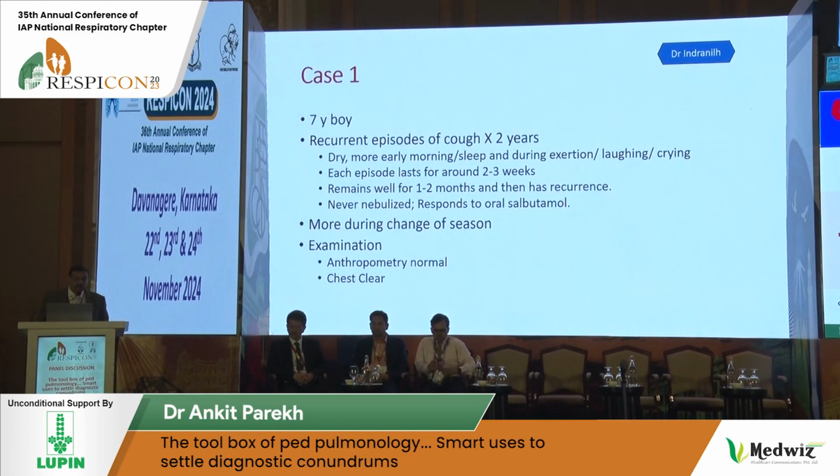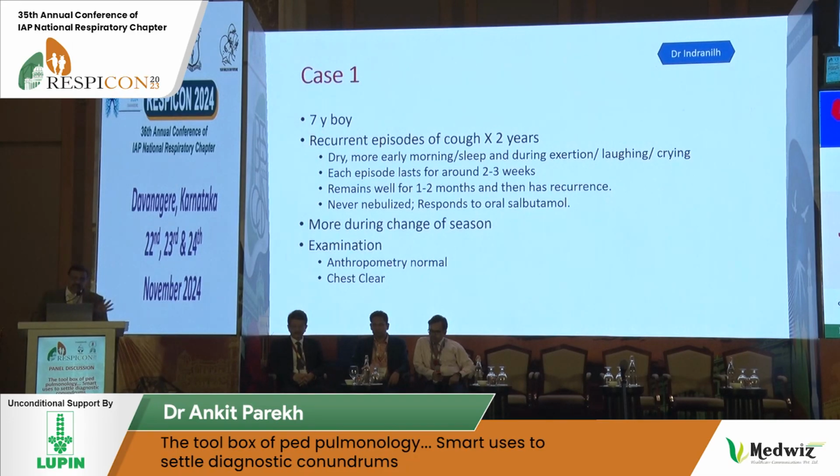This is a 7-year-old boy who has recurrent episodes of cough for the past 2 years. So a dry cough, early morning cough, while sleeping as well, and it worsens when the child is doing any physical activities, laughing or crying. Each episode lasts for around 2 to 3 weeks. The child remains well for a while and then has a recurrence. The child has never been nebulized but responds to oral salbutamol. It is more during change of a season, and on examination, the child looks otherwise well.